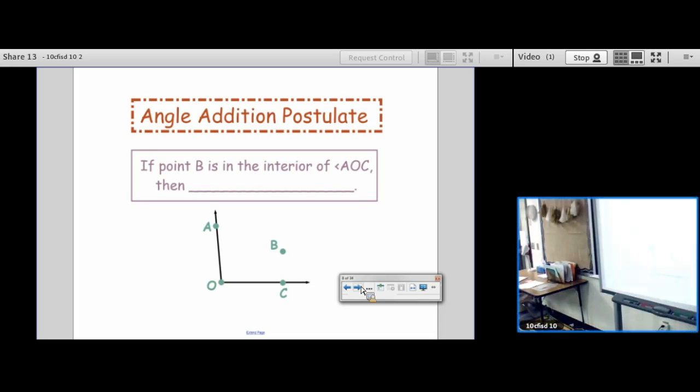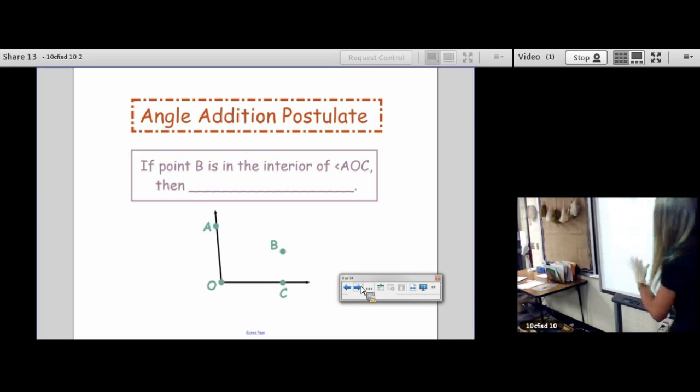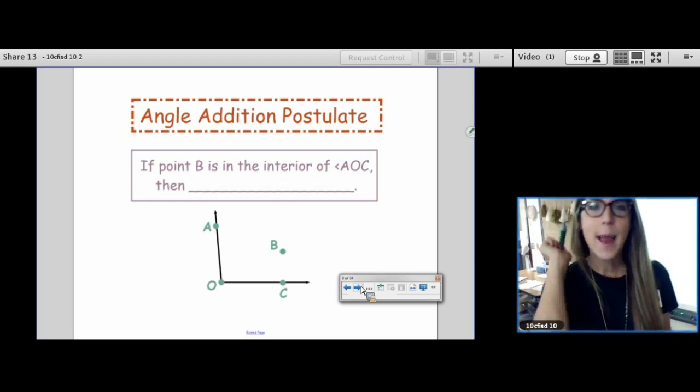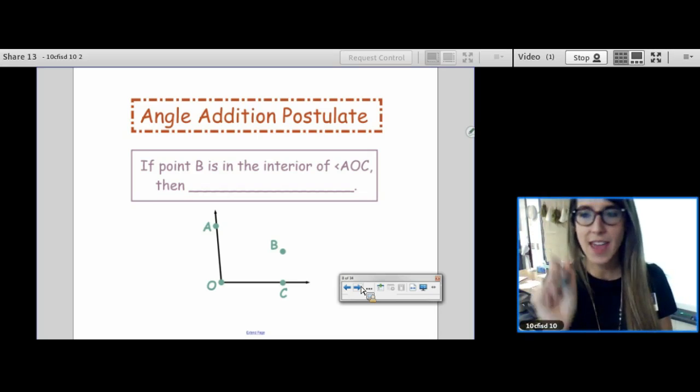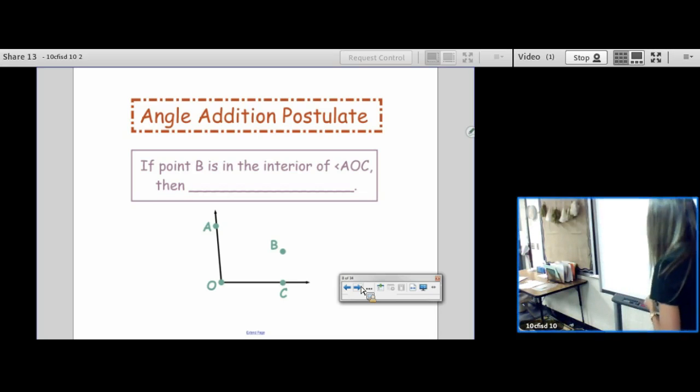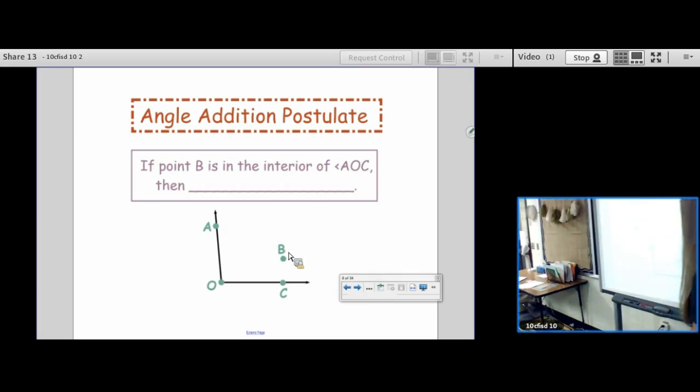All right, if point B is in the interior of angle AOC, so that's our hypothesis. We have an angle, it's called AOC, and point B is somewhere inside the angle. Did we say it was in the middle? No. We just said it's somewhere in the interior. So really, we could put this anywhere we feel like. If B is in the interior of angle AOC, then we're going to finish our sentence. To finish our sentence, I want you to connect O to B.